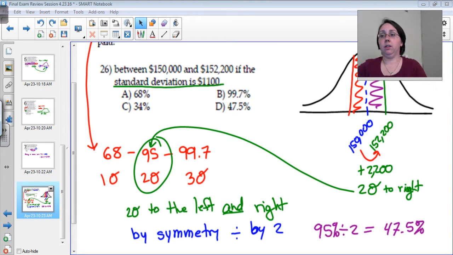More questions? Can you do 29 or 30? Okay.